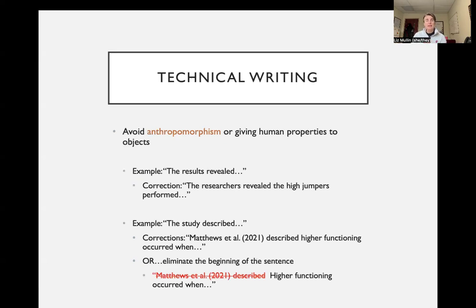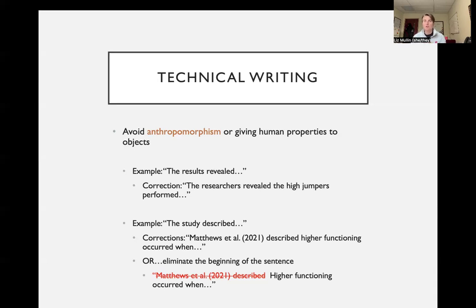This is a bit of a picky thing, but it is in the APA manual. You want to avoid anthropomorphism. Sometimes this is also called personification, or giving human properties to objects. For instance, results sections or research or studies are all things. They didn't do the work, they didn't collect the data, they didn't write the paper. And so instead, we want to give credit where credit is due.